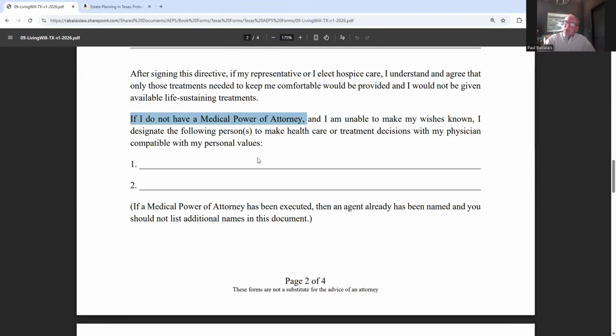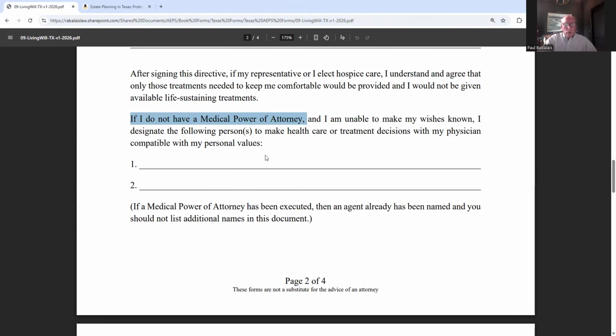The medical power of attorney is generally for other medical situations. Maybe you're in a surgery and you're not able to communicate with your physicians. You're not on life support. Maybe someone needs to go get your medical record. So that medical power of attorney is for all those medical situations where you're not necessarily on life support, but still there needs to be someone that you've designated to help make medical decisions when you can't.